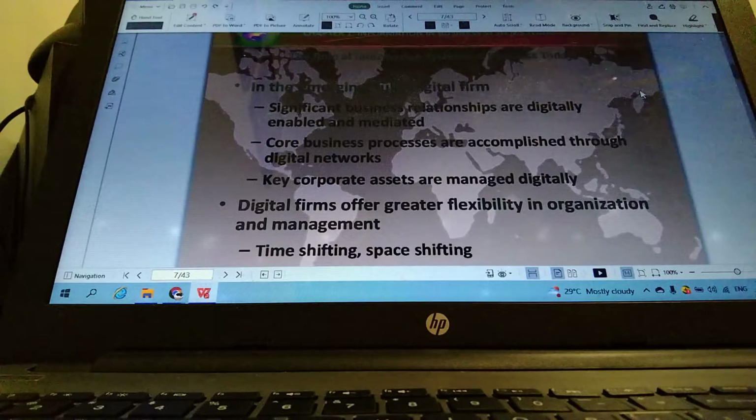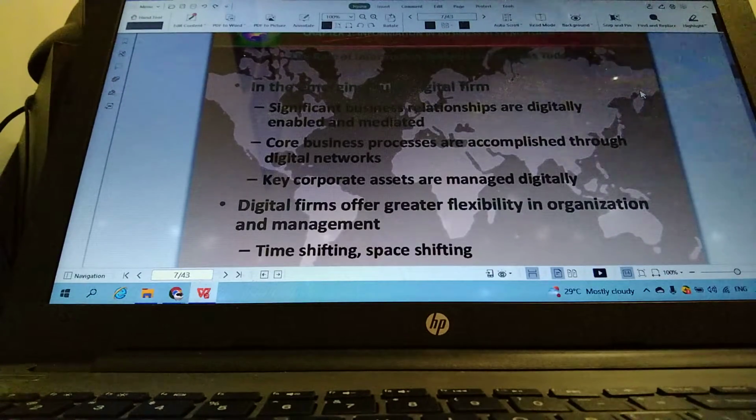But today we have so many new companies like Grab in our country, Grab Food, Grab Car, Grab Share, Grab Logistic, and so on. The same goes for many other companies. All these companies are new IT companies, new IT service providers, solution providers, and they are fully on digital platform. So their impact on companies today is that they have created significant business relationships over the digital platform, and their core business processes are accomplished through digital networks.